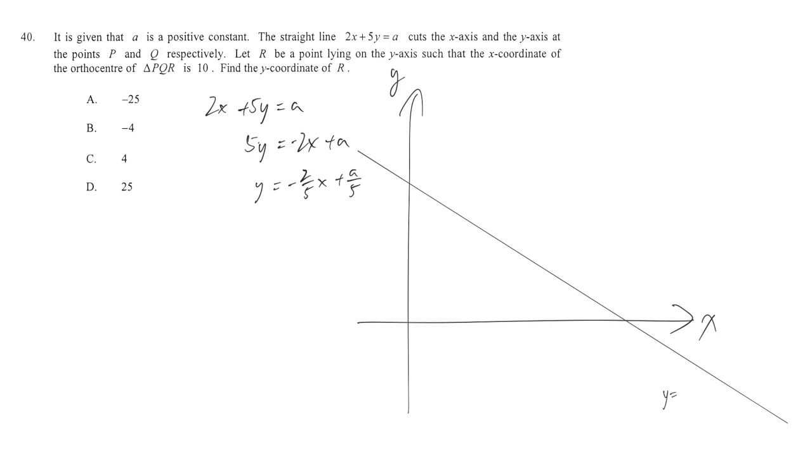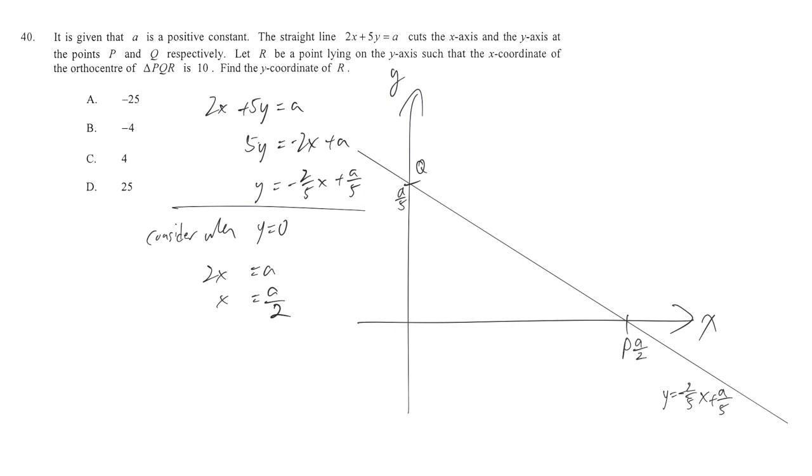So this line is y equal to negative 2 over 5 x plus a over 5. And then afterwards, label points P and Q. Just now, point Q, we already know this is a over 5. What is point P? Maybe we consider when y is equal to 0, then 2x is equal to a. x is equal to a over 2. So we know this is a over 2 now. This is 0.